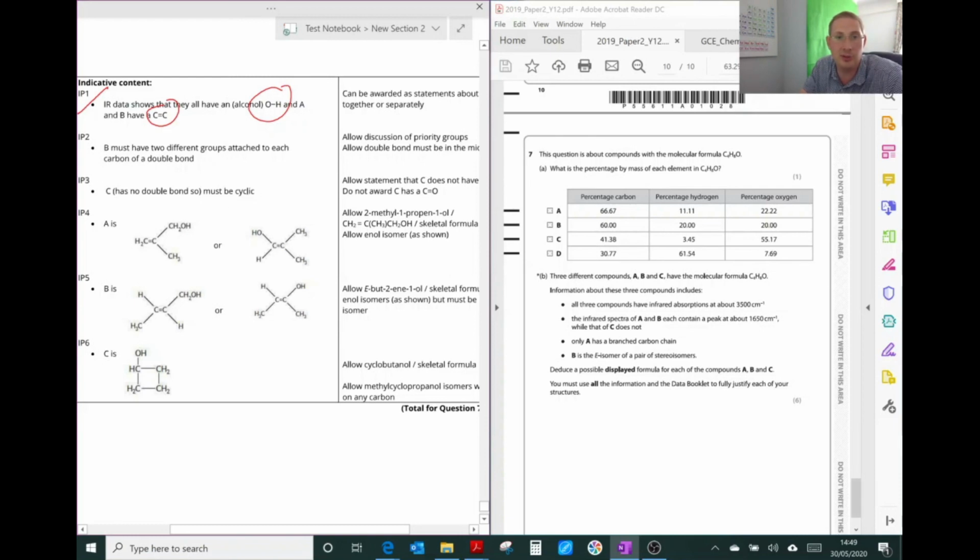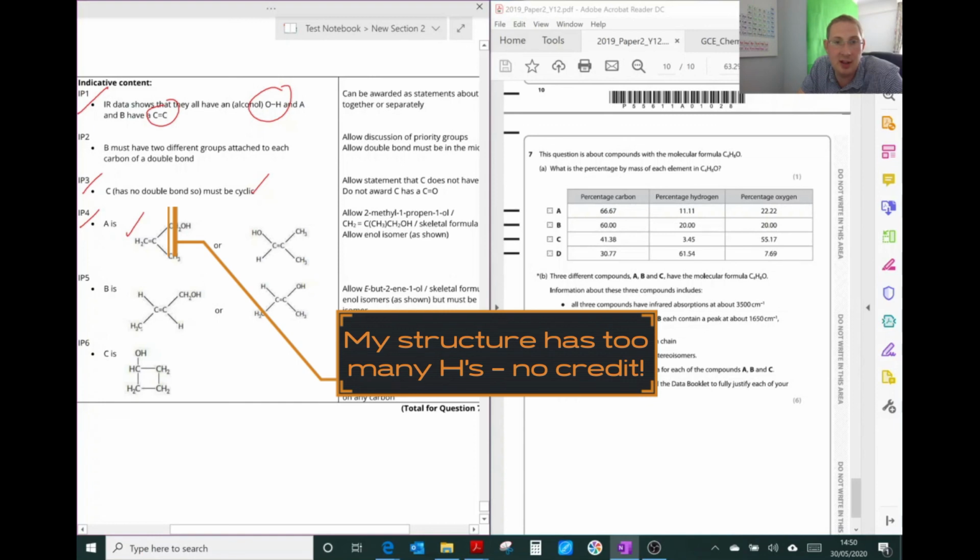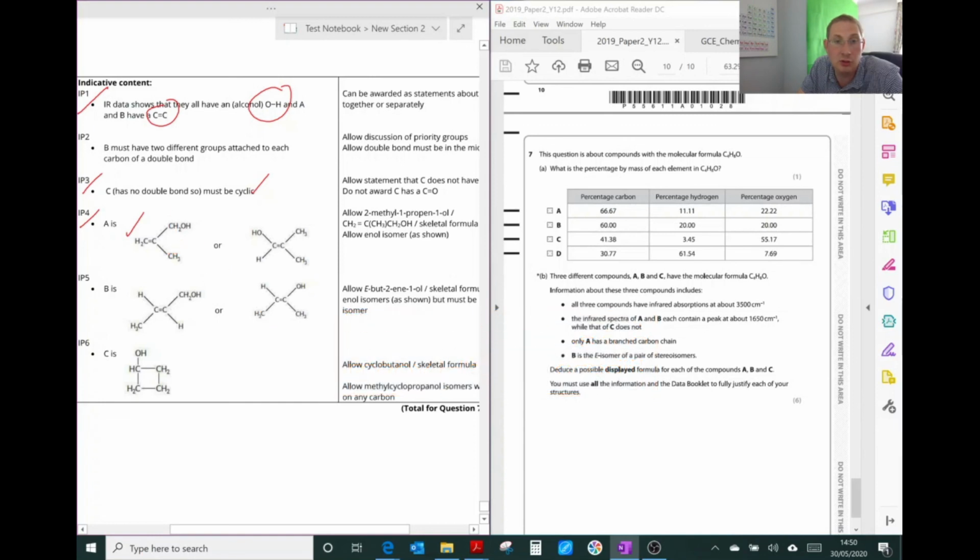IP3, C has no double bond, so it must be cyclic. I mentioned that, so I definitely get that. A is, yeah, this is what we had. We had the double bond, we had the branched chain, and then we had the OH group, so I definitely got that. B must have the carbon. Oh, yeah, of course. I forgot the OH group for that, so I would not have got that mark due to my own stupidity because I forgot that I needed an OH group. And 6, C is cyclic with the OH, so I would have got that.